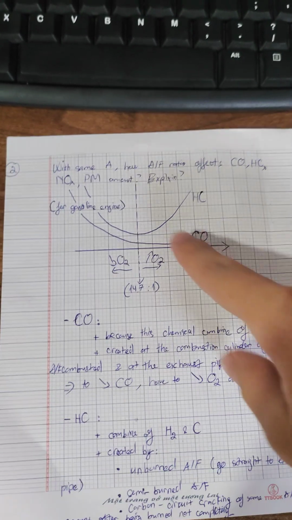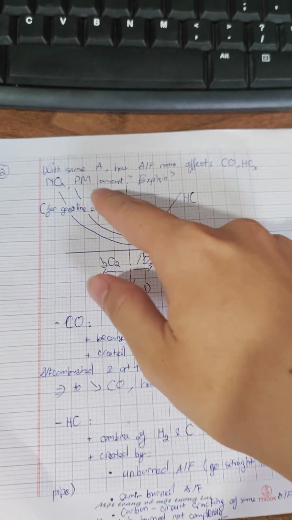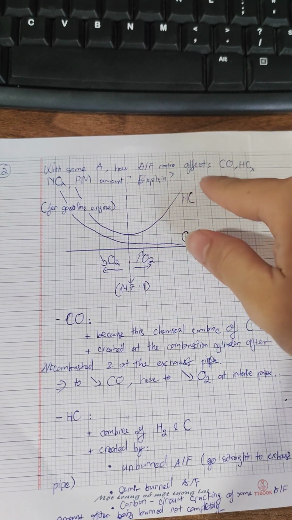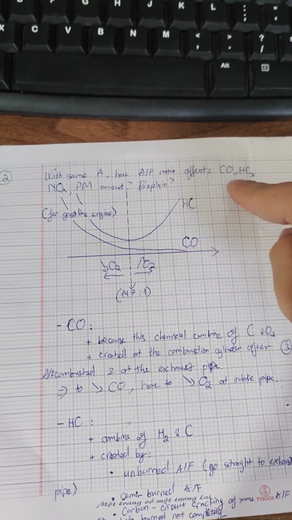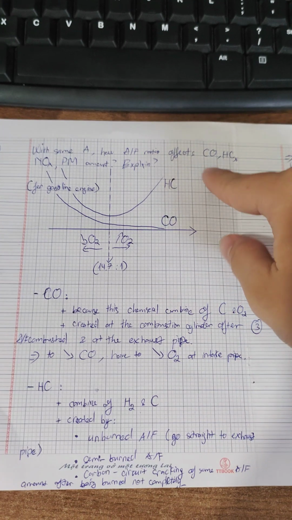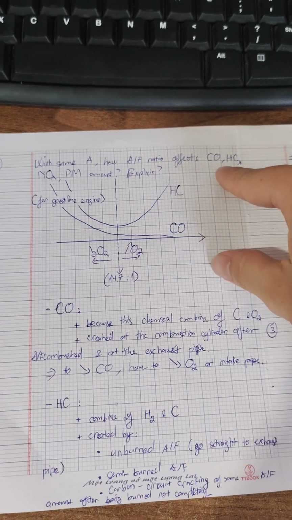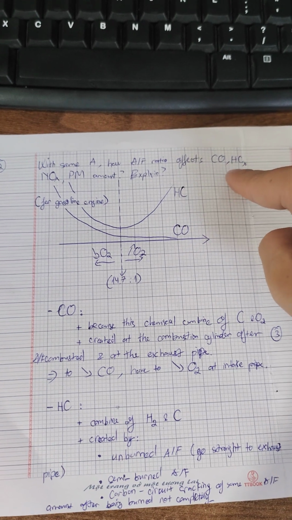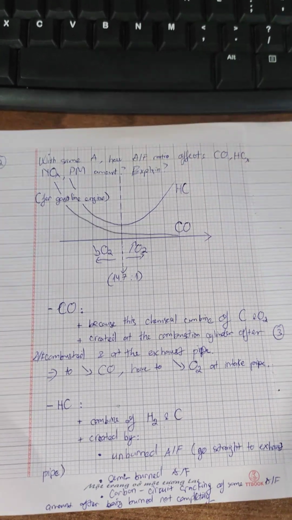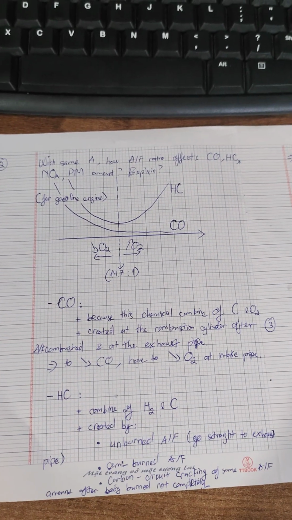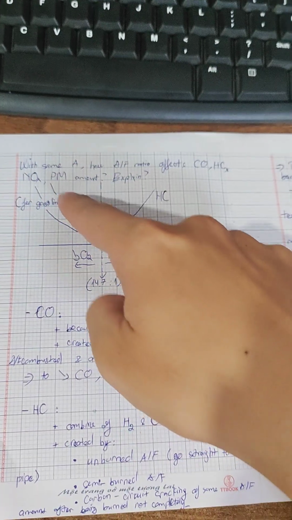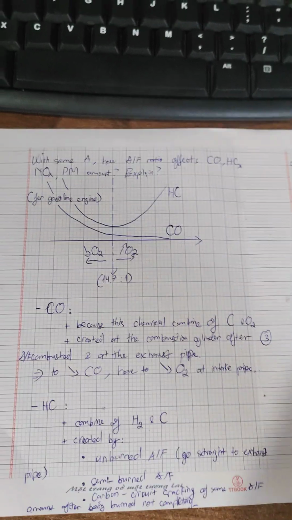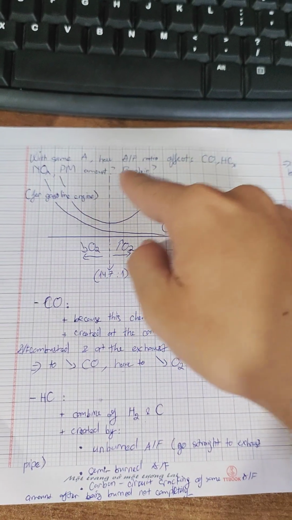For the second question, with the same air, how does the air-fuel ratio affect the carbon dioxide, carbon monoxide, hydrocarbon, NOx, and particulate matter amount? Explain.